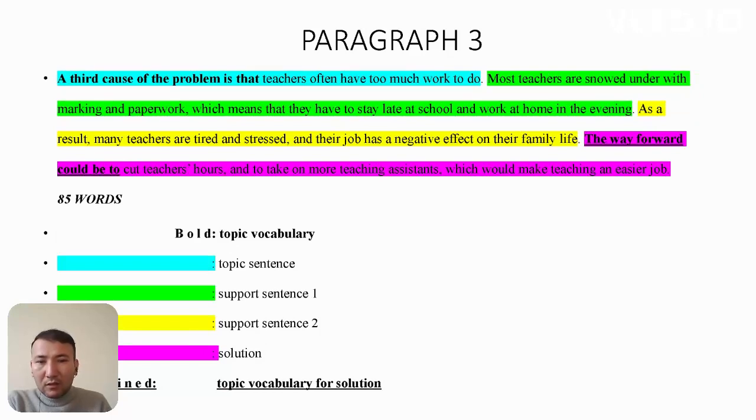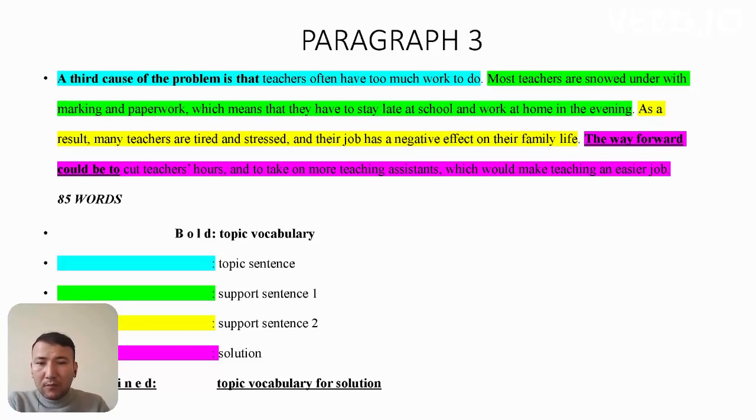Paragraph 3, the same structure. A third cause of the problem is that teachers often have too much work to do. This is the topic sentence. Then in green and yellow, we have supporting ideas. Most teachers are snowed under with marking and paperwork, which means they have to stay late at school and work at home in the evening.